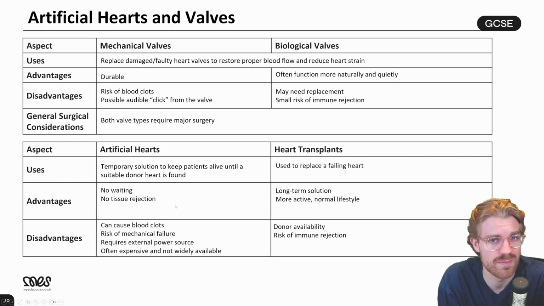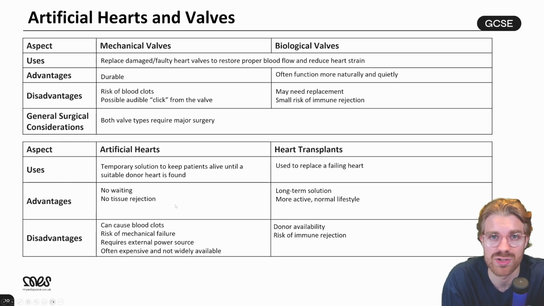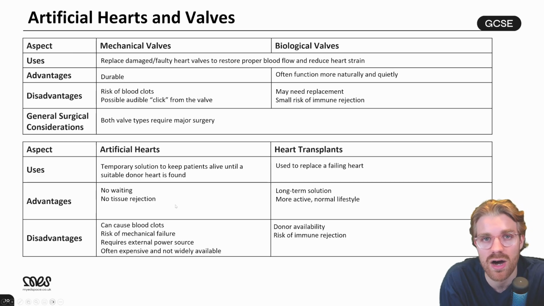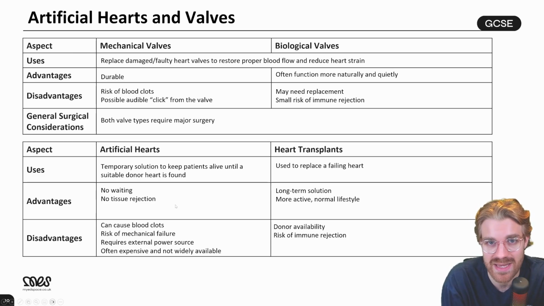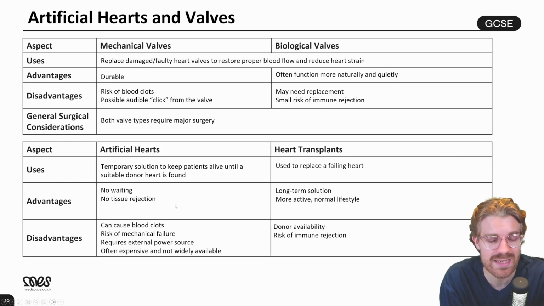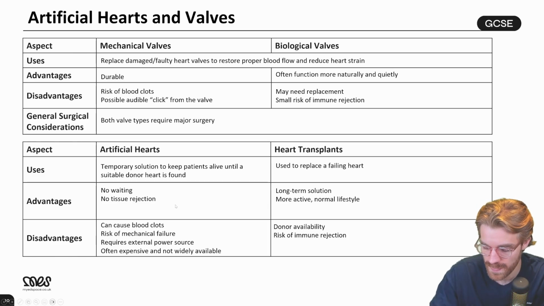The last type of heart disease that we need to talk about is a faulty heart rhythm or an irregular heartbeat. Now, the heartbeat is controlled by the pacemaker cells, which are in the right atrium of the heart. And if those pacemaker cells are faulty, then an artificial pacemaker could be fitted, and that would produce an electrical current which would stimulate the heart to contract, restoring the correct regular heart rate.